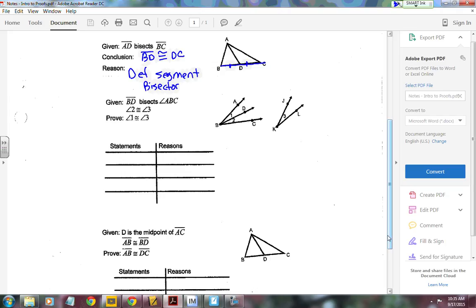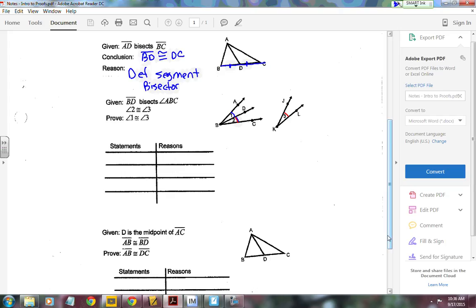So we're told here that BD bisects angle ABC. What can we get from that? Angle 1 and angle 2 are equal. Okay, they're congruent. Angle 1 and angle 2 are congruent. Then we're also told that angle 2 and angle 3 are congruent.